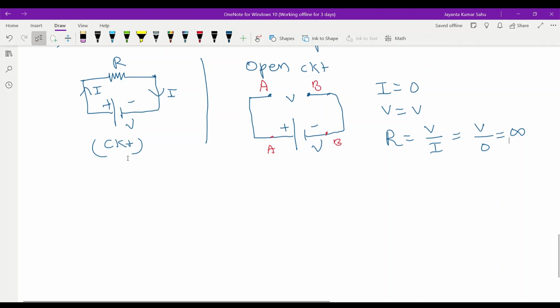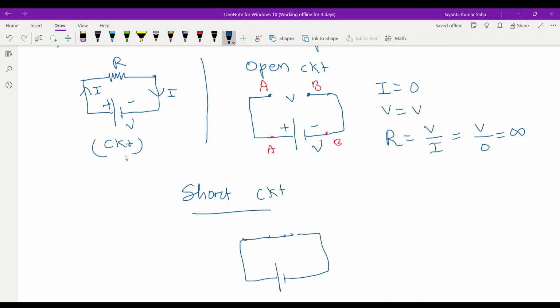Then another concept, short circuit. If we short circuit the above resistance, what do we get? We get this type of circuit now. Now we short circuit this resistance, this part. Here is voltage V. Current I is flowing. Since it is a closed path, current I is flowing.